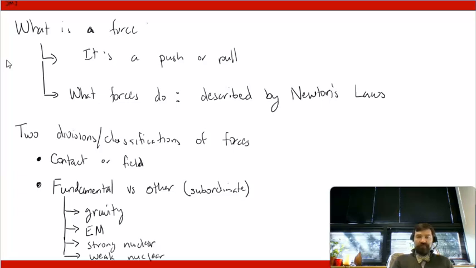Now, the argument might be made, especially in light of Einstein's relativity theory, that gravity is not so much a force as a distortion. That is sort of beyond the scope of our course. So for our purposes, gravity is a force. The electromagnetic force, electrostatic, magnetic, etc., Coulombic, those are forces. Strong nuclear is a force, weak nuclear is a force. Oddly enough, all four of these also happen to be field forces. So in some sense, this contact or field distinction is just a different way of looking at fundamental versus other forces.